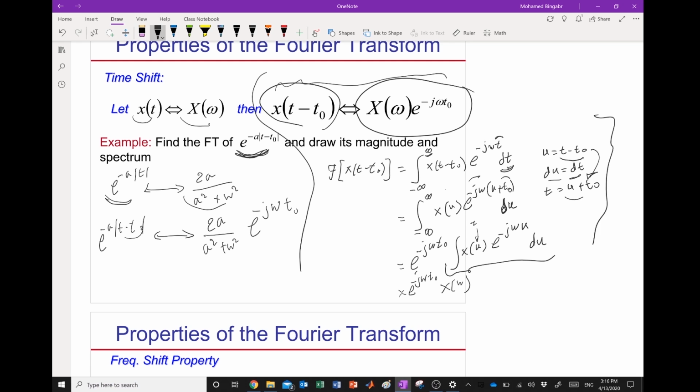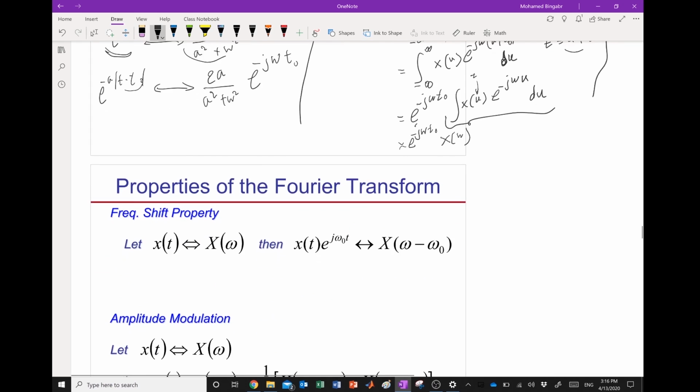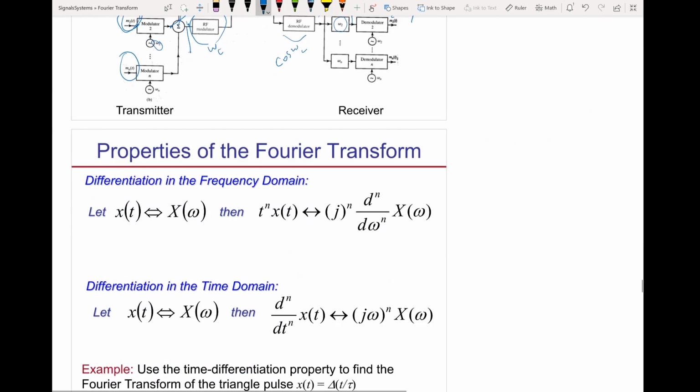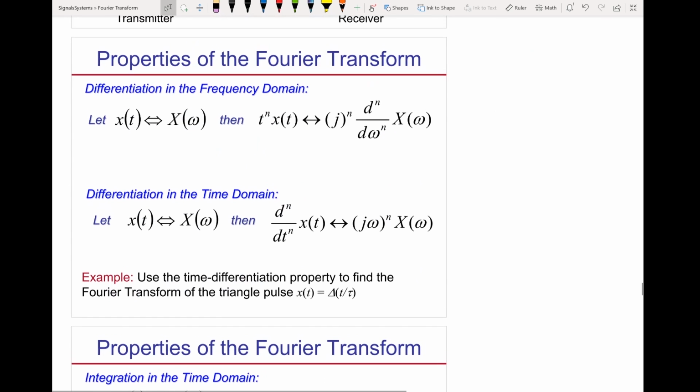It's just a similar proof to this. You can carry it out in the textbook. It's two to three lines in detail. Let's continue with the properties of the Fourier transform.